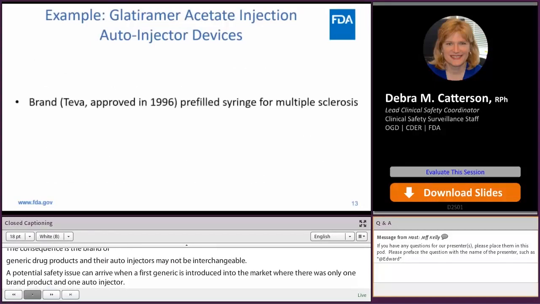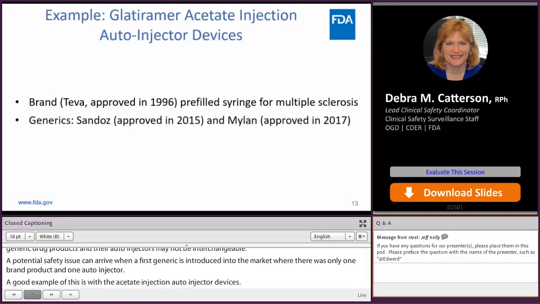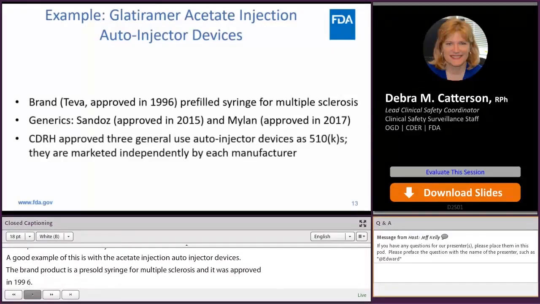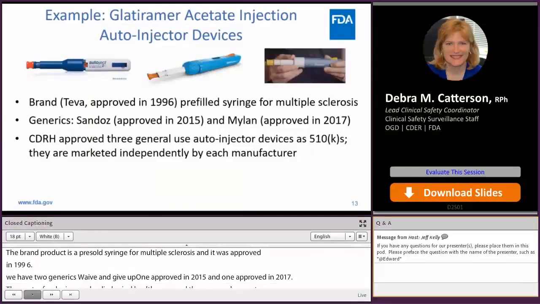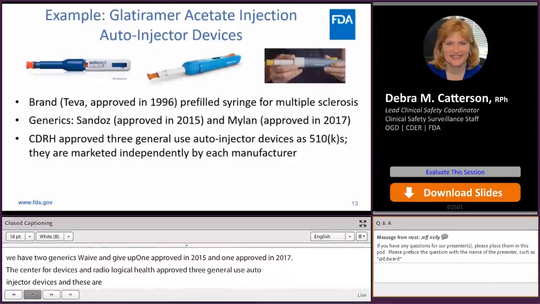The brand product is a pre-filled syringe for multiple sclerosis, and it was approved in 1996. We have two generics, one by Sandoz, approved in 2015, and one by Mylan, approved in 2017. The Center for Devices and Radiological Health approved 3 general use auto-injector devices as 510Ks, and these are marketed independently by each manufacturer on their websites. So we have 3 different pre-filled syringes and 3 different auto-injectors, as you see at the top of the slide, the different photos of them.